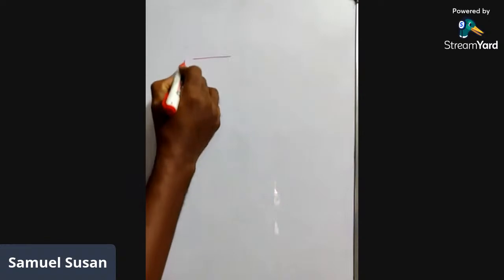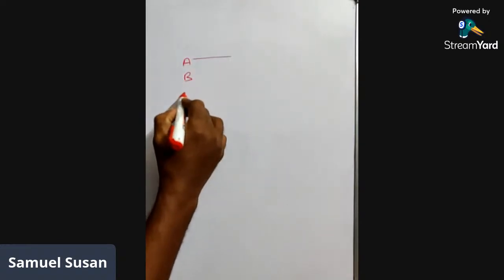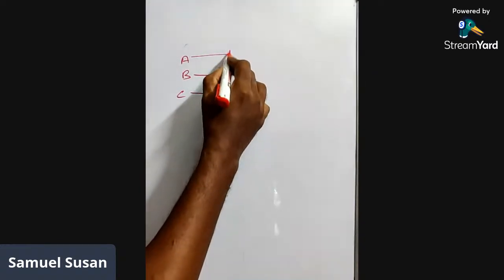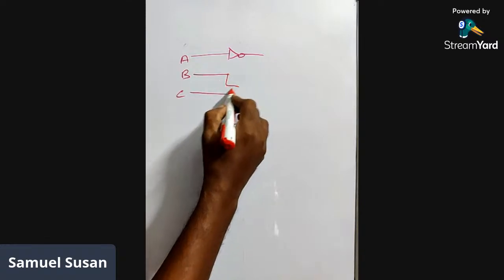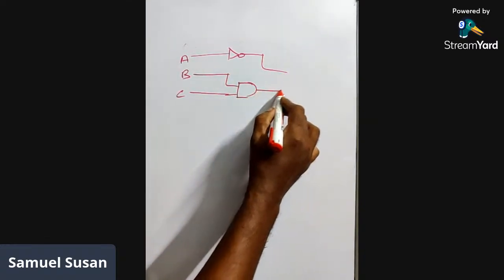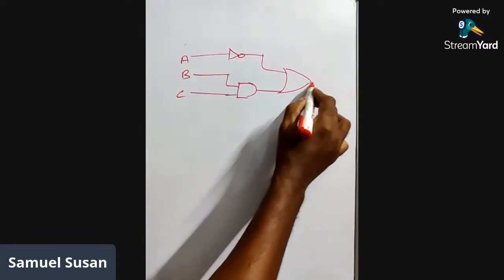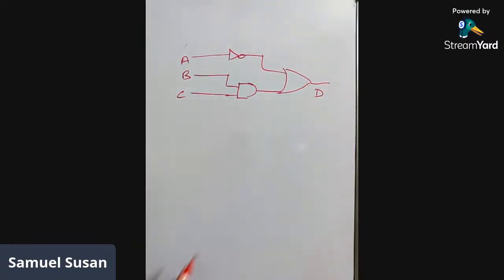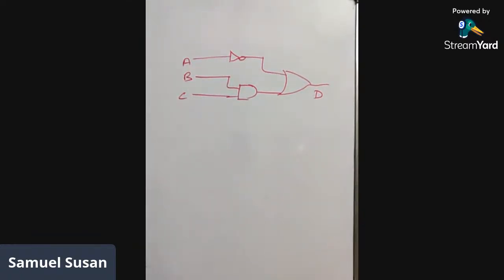If this is a circuit and it has three inputs, let us assume that this is the circuit. Just now we have seen that, right? And let this be D. If this is the circuit given, how do we write HDL code for it? HDL is hardware description language. We simply describe this circuit in a simple language. That's what is called hardware description language.